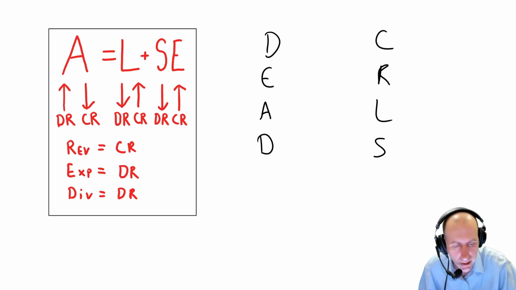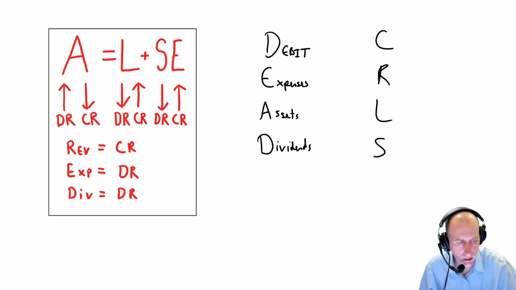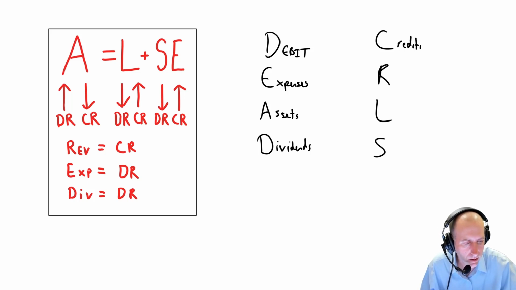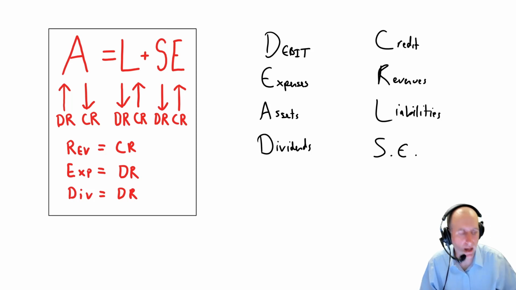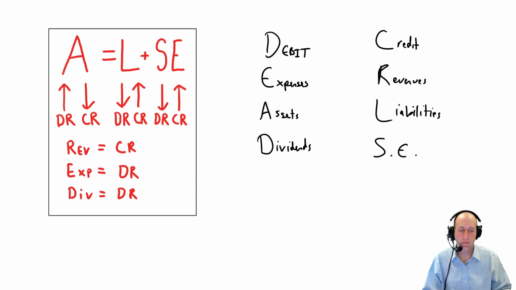I'm sorry, I have no idea still what you're talking about. And he goes, okay, look, debit: expenses, assets, dividends. Credit: revenues, liabilities, and shareholders' equity. And it's all true, right?